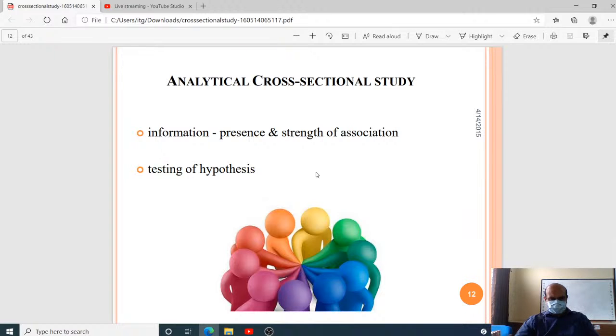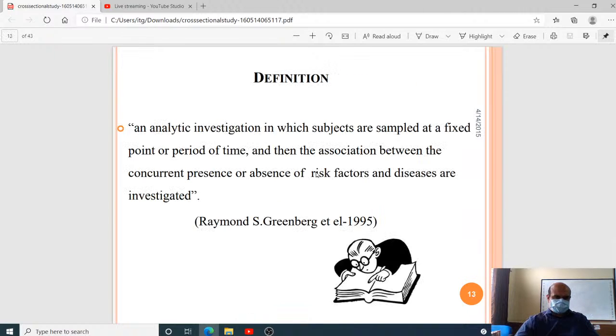Now, in the analytical cross-sectional study, the information gathered is the presence and strength of association and testing of hypothesis. By definition, an analytical investigation is one in which subjects are sampled at a fixed point or period of time, and then the association between the concurrent presence or absence of risk factors and disease is investigated.